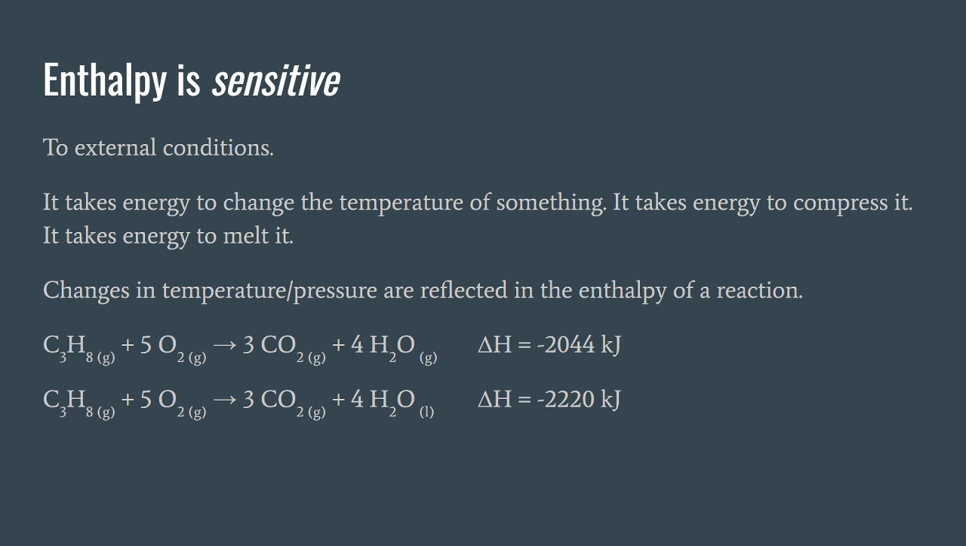All these changes are going to be reflected. So, for example, here we have the combustion of propane. Gaseous propane plus gaseous oxygen makes gaseous CO2 and gaseous water. Enthalpy for that change is negative 2044 kilojoules, meaning that when you burn propane and it produces gaseous carbon dioxide and water, it will release 2044 kilojoules of energy.